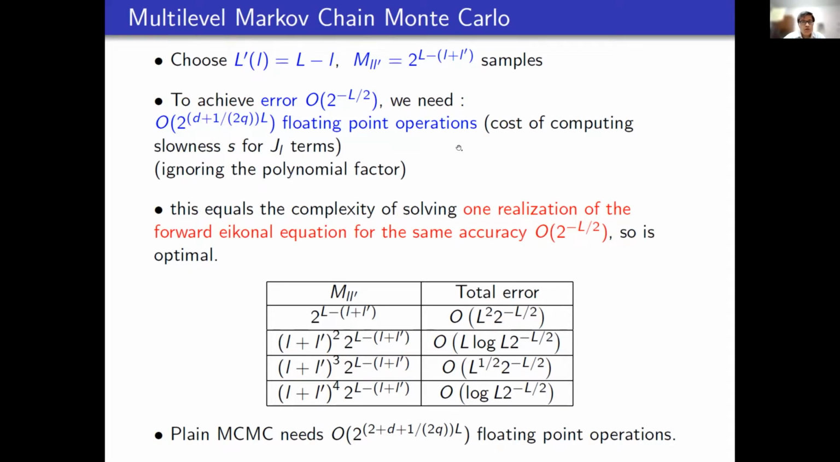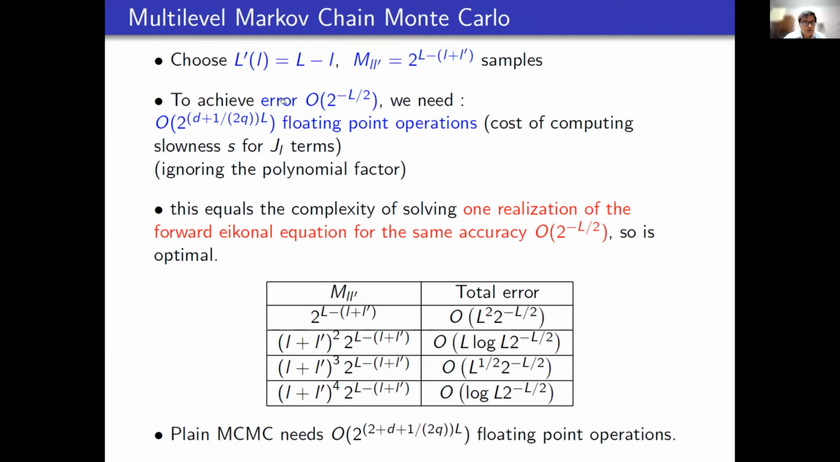So in order to get this resolution level here, the number of floating point operations that we need is just exactly the number of floating point operations that we would need to solve just one sample of the forward equation just to get the same level of accuracy. So that is about the best that we can have.